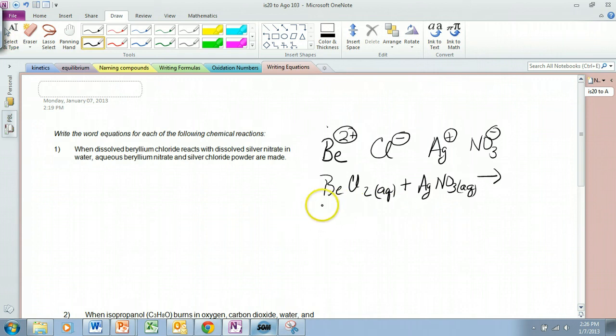Now I'm going to take, and I'll just kind of highlight these, my cation here, and I'm going to combine it with my anion over here, and then I will take my anion here and combine it with this cation to make my new compound. So you can kind of see where I'm going now. I'm going to have beryllium now with nitrate, and since nitrate is a -1 and this is a +2, I would have to put nitrate in parentheses.